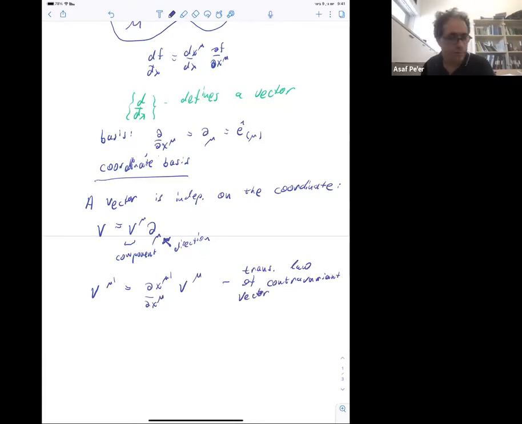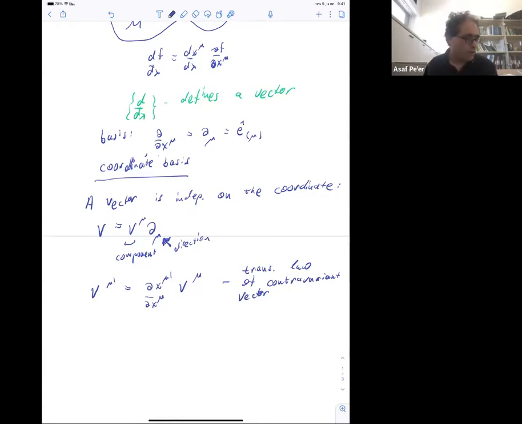Really of the components of a contravariant vector, but since we're not going to use really the basis, then we simply call it the transformation law of the contravariant vector.